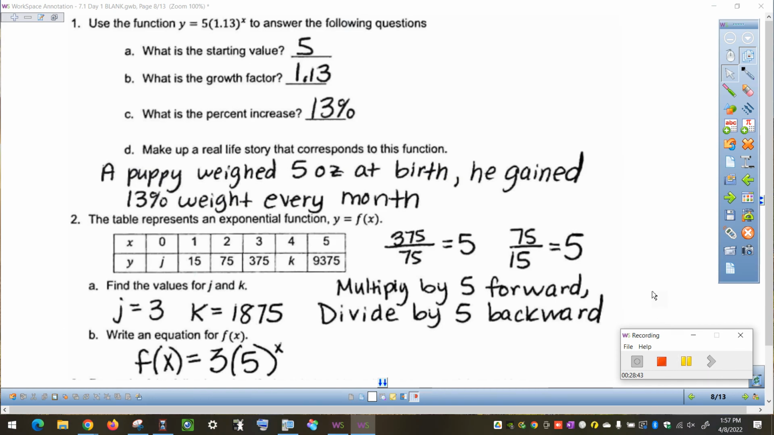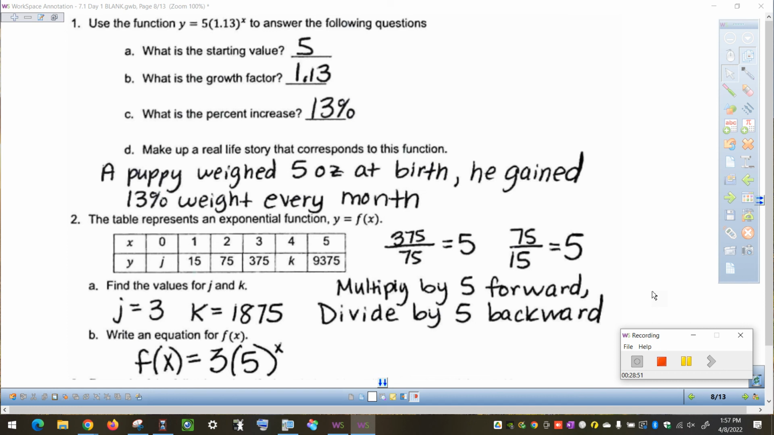So in number 1, we're just given a new function where we want to start by identifying the different pieces, and then we're going to see if we can turn this into a new story. So just by the position of the numbers here, we can see that the starting value is 5. Growth factor would be 1.13. Well, when we turn that into a percent increase, it's actually just something grows at 13%.